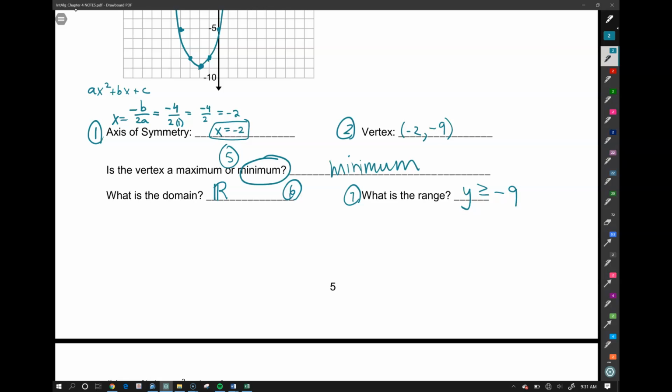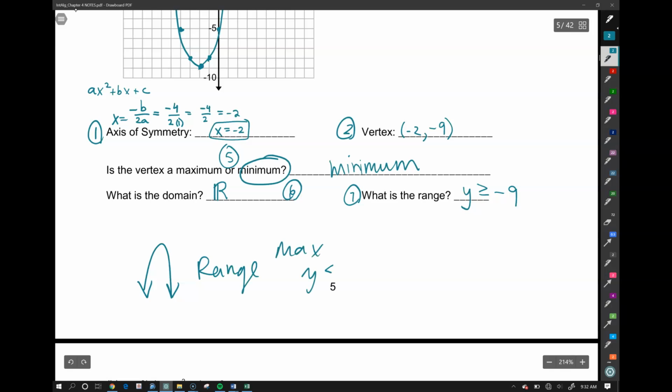All right, ready? Not a trick question. What if my graph looked like this instead? What would the range be? So I know I have a max. What would the range be? y is less than some number. I don't know what it would be, but some number. That's the difference. When you have a minimum, y is always going to be greater than or equal to. When you have a maximum, y is always less than or equal to. So it's always smaller than the max.